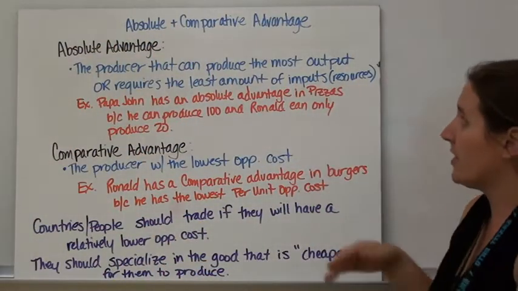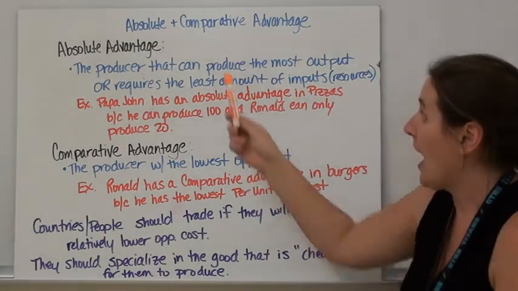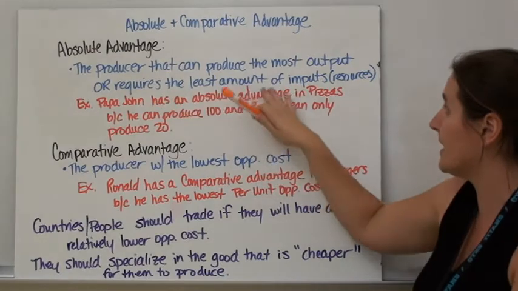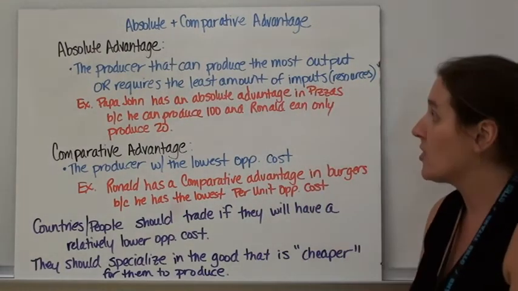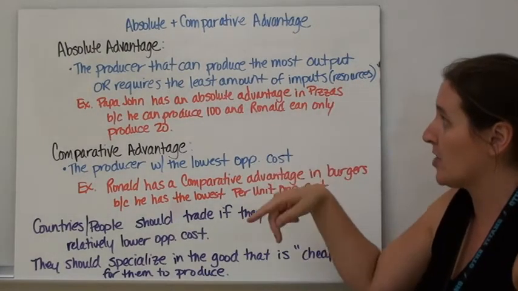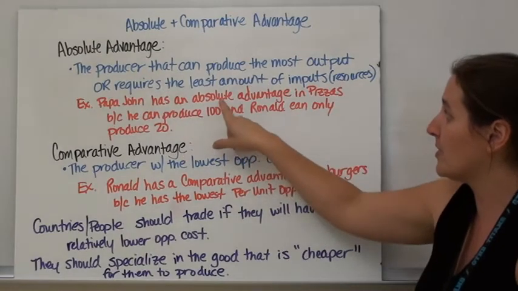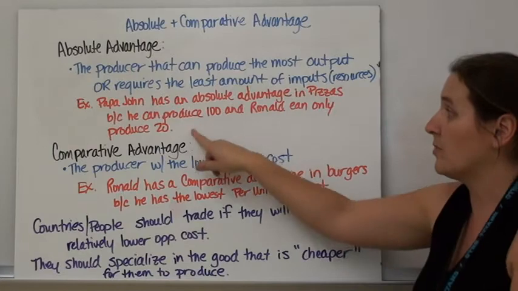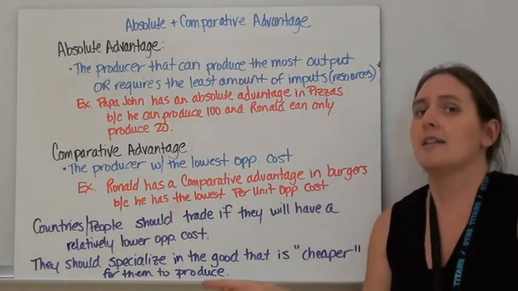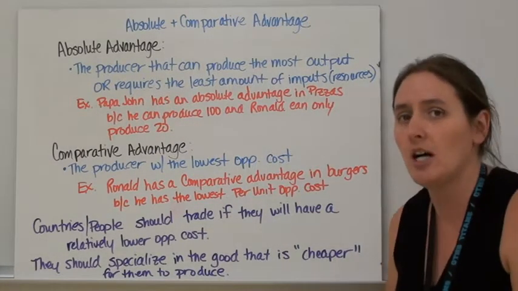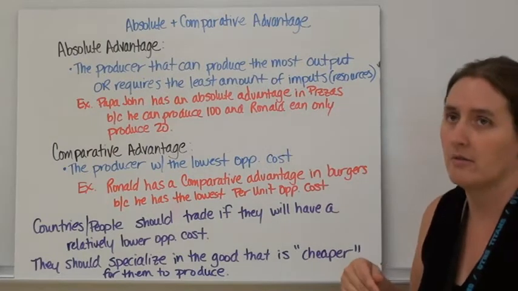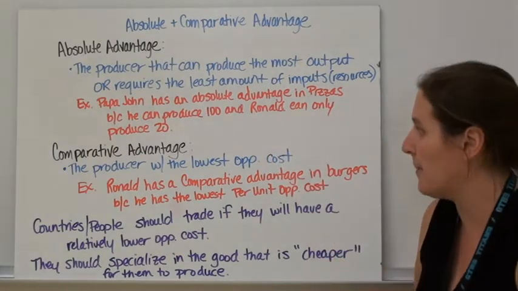All right, so here's our definitions of comparative and absolute advantage. Absolute advantage: the producer that can produce the most output or requires the least amount of inputs or resources. So if we look back at the Ronald and Papa John example, Papa John has an absolute advantage in pizza because he can produce 100 pizzas while Ronald can only produce 20. We're not comparing it to the other item, we're not comparing opportunity costs, we're just saying who can make more, okay? Papa John can make more pizzas, all right?